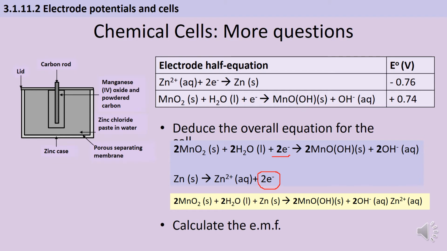And now to calculate the EMF, I'm going to take my second potential away from my first one. So I'm going to do positive 0.74, take away minus 0.76 to give me an overall potential difference of plus 1.50. And remember, it doesn't matter that I've needed to balance the equation and multiply everything by 2. That's not actually going to change the electrode potential.